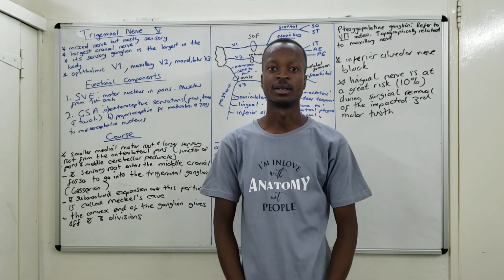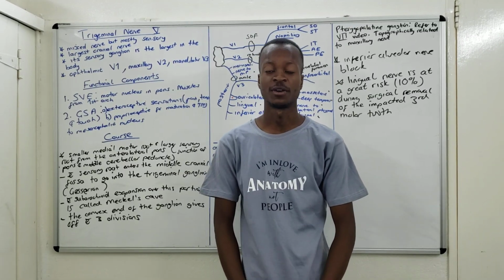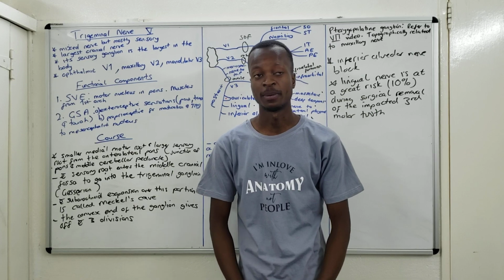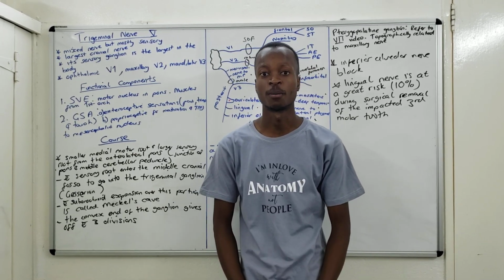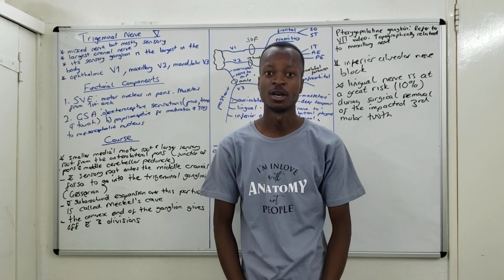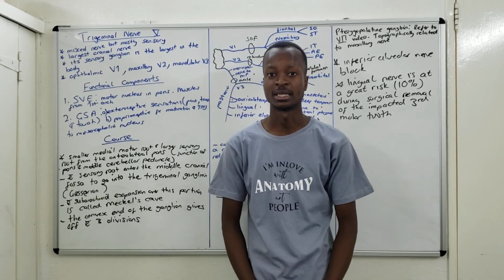Welcome to this lecture on the trigeminal nerve, which is cranial nerve number 5. This is going to be the largest cranial nerve, and it's going to have a motor component and a sensory component, making it a mixed cranial nerve, though the sensory component is quite larger.